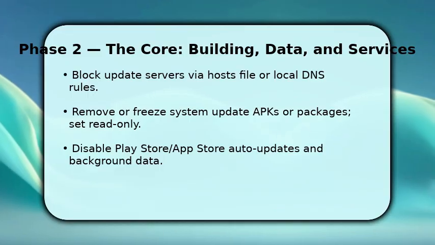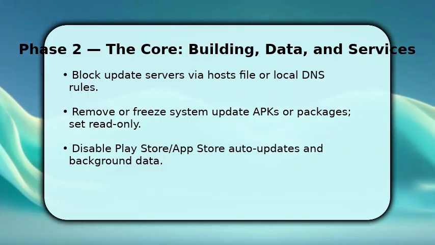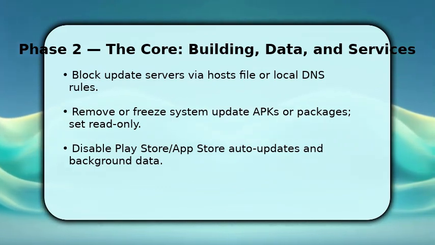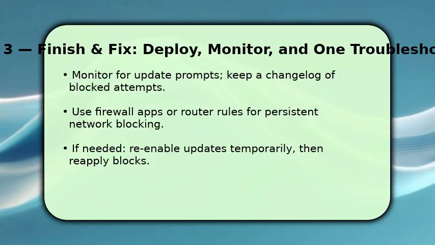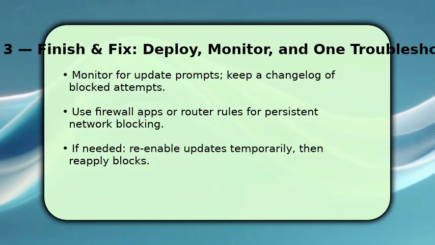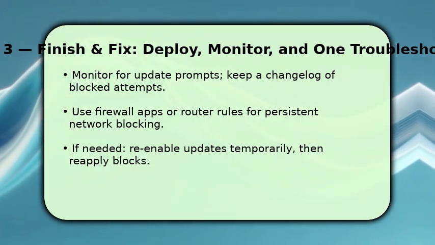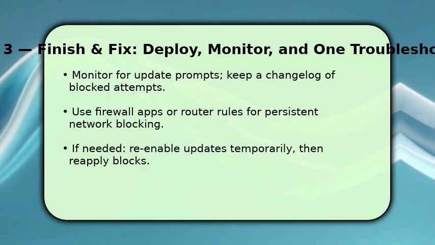Once finished, test by attempting a manual update. It should fail to reach servers. Finish by hardening and verifying your blocks so updates stay stopped. Set up a firewall or router-level rules to persistently deny update domains and monitor logs for any update attempts. Record them in a changelog.